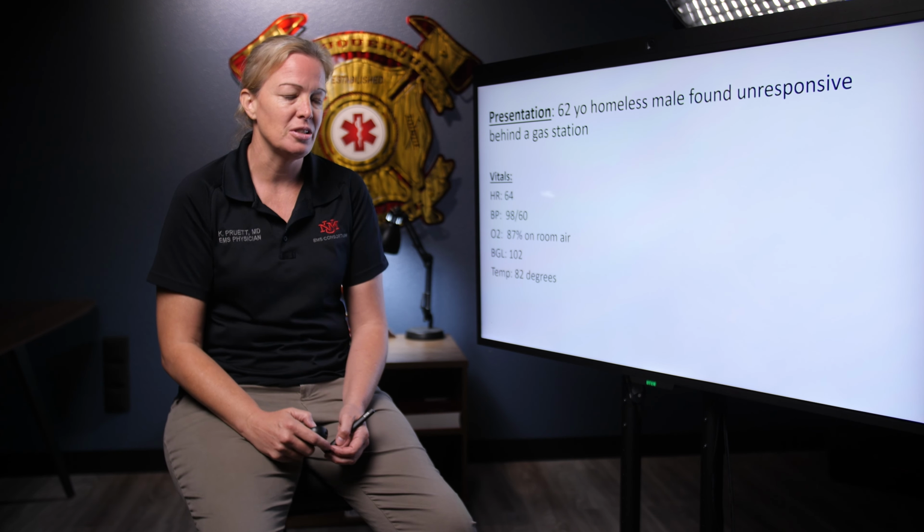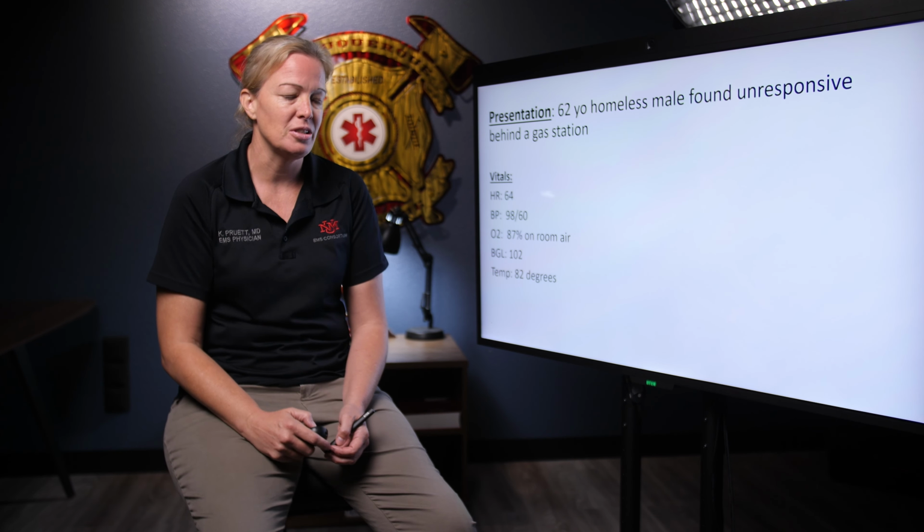They found a set of vital signs that looked like this. He had a heart rate of 64. He had a blood pressure of 98/60, so a little bit low. He was sitting at 87% on room air. Sugar was 102 and his temp was 82 degrees, so very cold in the setting of probably environmental exposure.